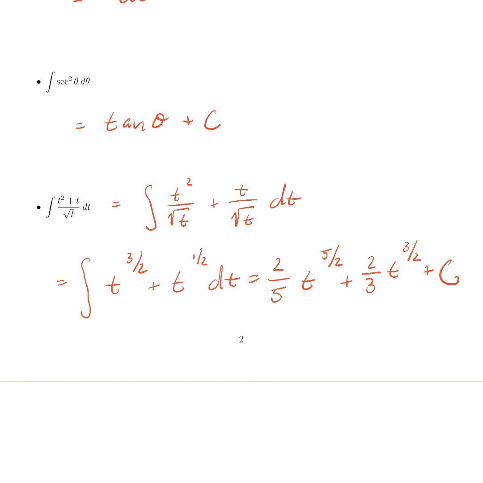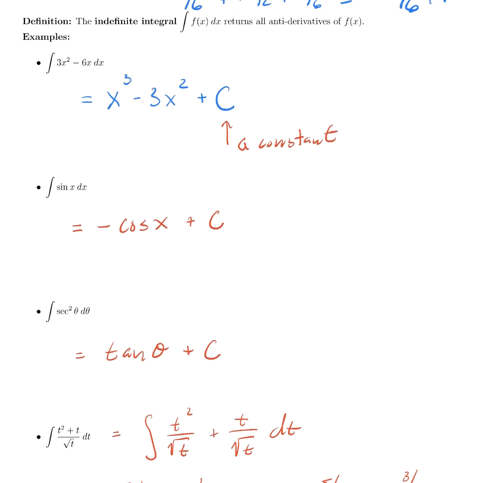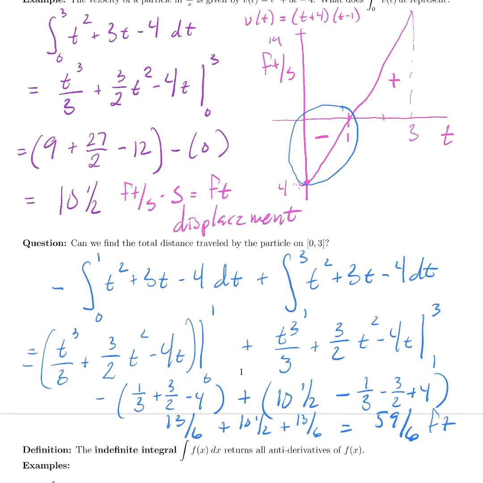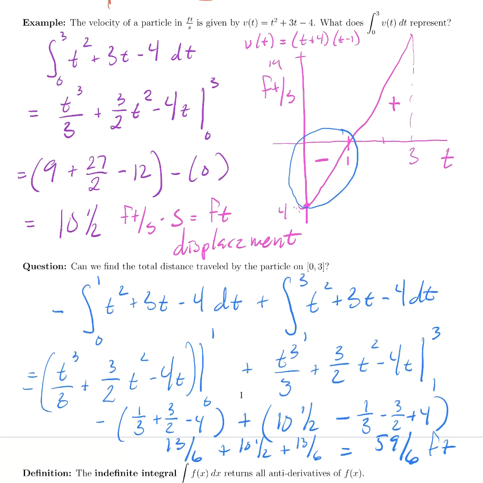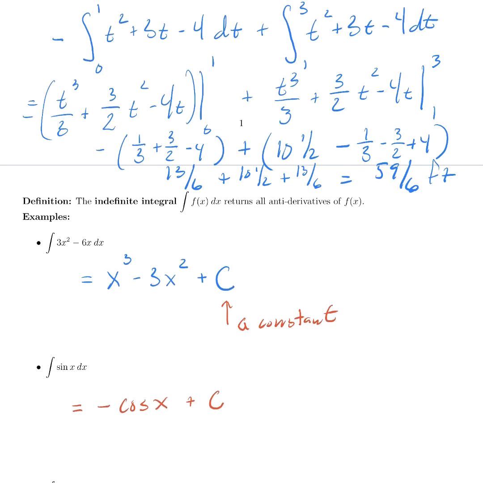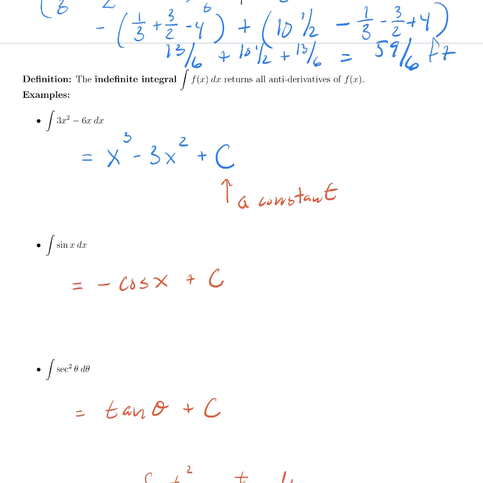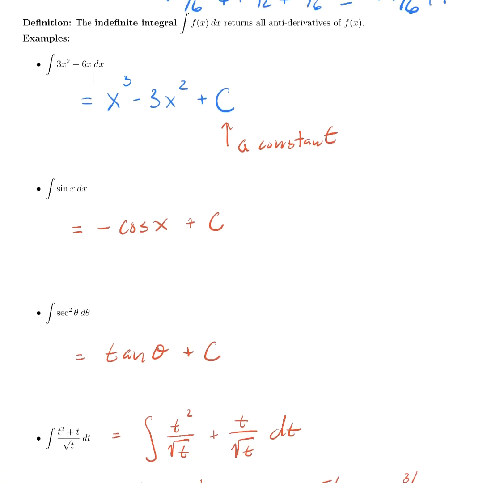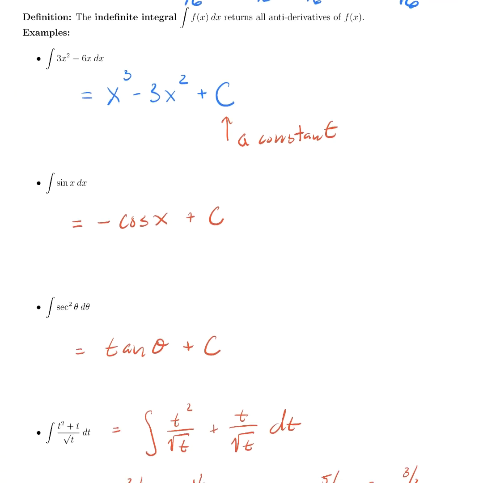Okay, so two ideas are displacement versus distance traveled, which happens by looking at where our functions cross the x-axis and breaking into multiple integrals if needed. And then the other idea is this idea of the indefinite integral, which isn't asking for an area anymore. It's asking for you to return all antiderivatives of the given functions. So you should be able to use that information to go ahead and start the homework. No activity again, no activity for section 4.4. Go ahead and start the homework.